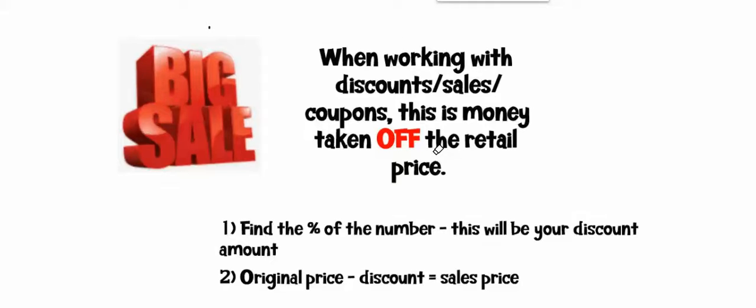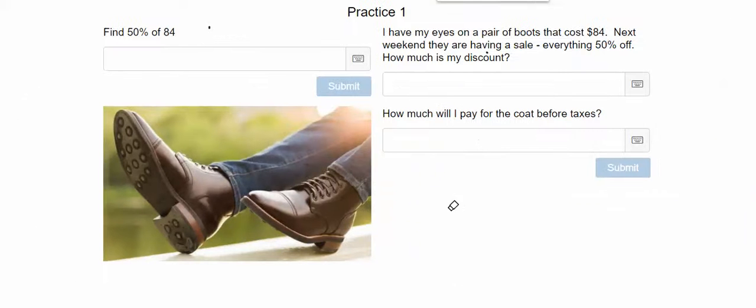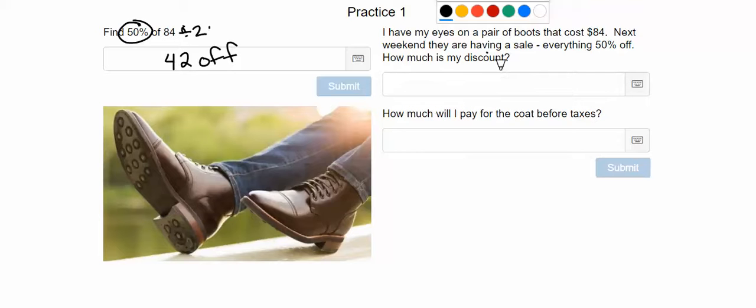All right, so let's look at a couple examples. I've got my eyes on a pair of boots. They cost $84. Next weekend, they're having a sale. It's 50% off. So what's my discount? Let's first figure out what 50% of 84 is. 50% of 84 just means to divide it by 2. If I divide that by 2, it becomes 42. So that is my discount, how much I'm going to get off. My discount would be $42.